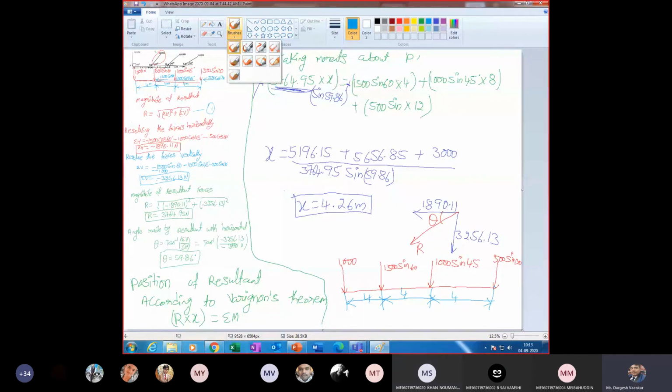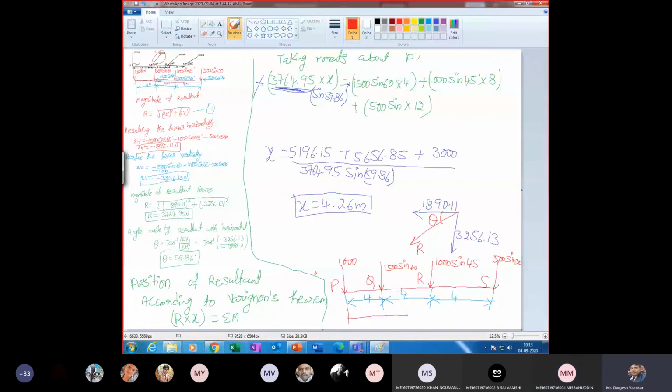4.26. I'll change the brush. Between QR, sir. In QR it will lie, sir. This one is your P. This one is your Q. This one is your PQRS. In between, see 4.26 means somewhere the resultant in position QR.